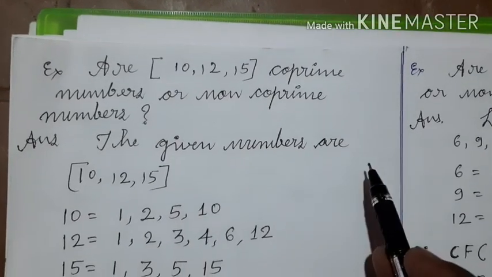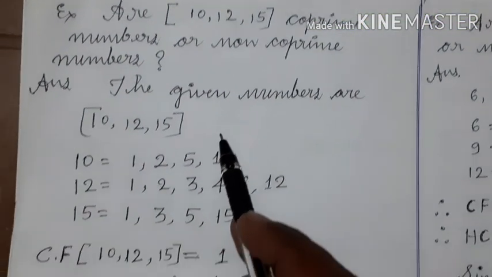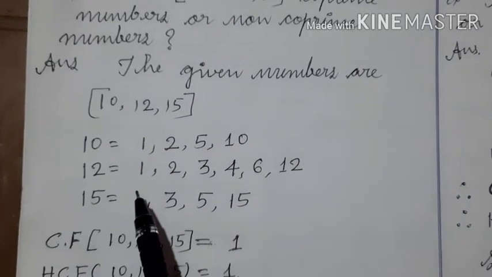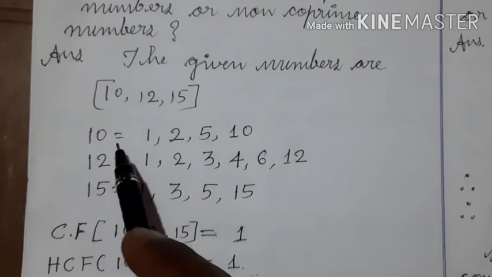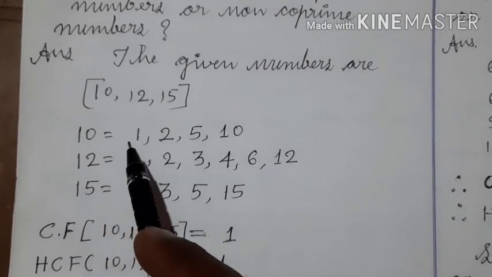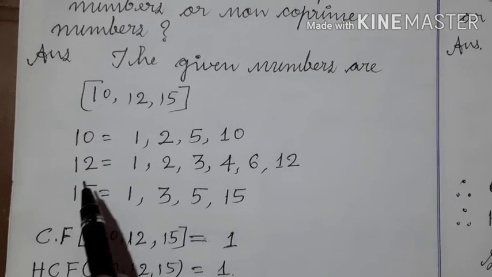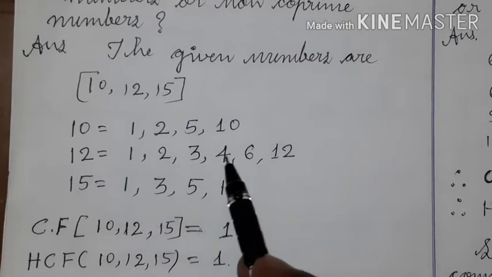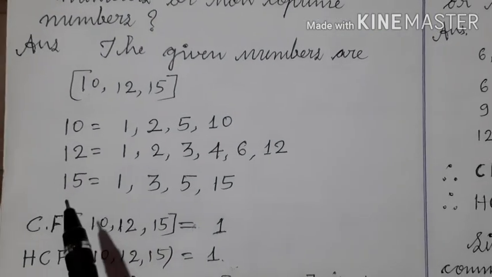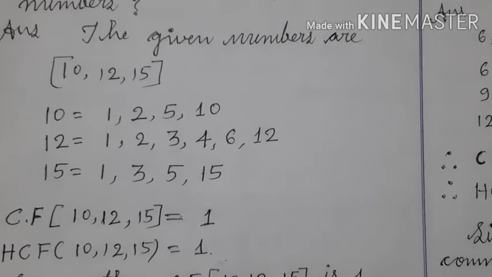The given numbers are 10, 12 and 15. First, let us list the factors of 10, 12 and 15. The factors of 10 are 1, 2, 5, 10. The factors of 12 are 1, 2, 3, 4, 6, 12. And the factors of 15 are 1, 3, 5, 15.